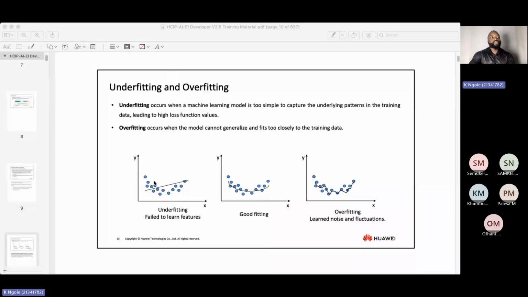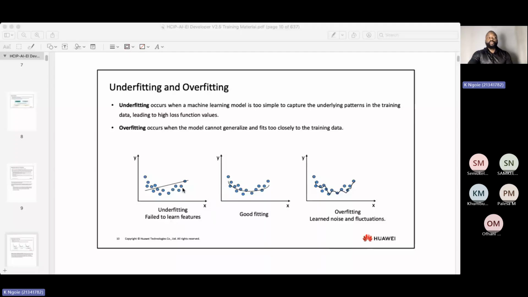When we created the model, this line here represents the model and the blue here represents the data. You can see this model doesn't fit this data. We have so many data, but when we look at the model, it doesn't fit. This is what we call underfitting. This model failed to learn features from this data. Underfitting can happen when you have so many data, but the model did not learn properly, so it doesn't really understand how to predict.